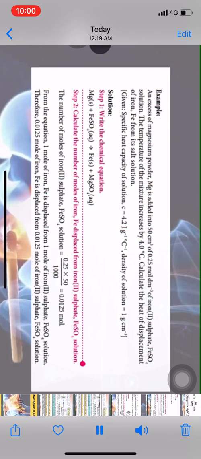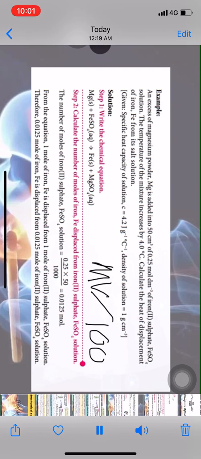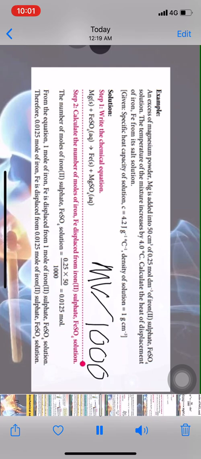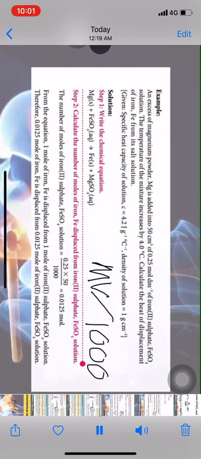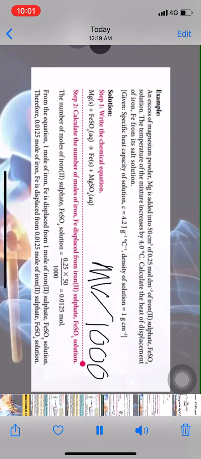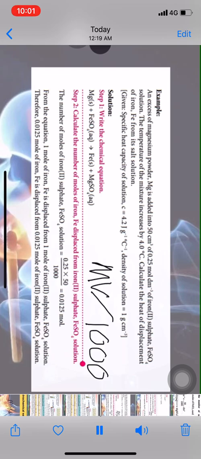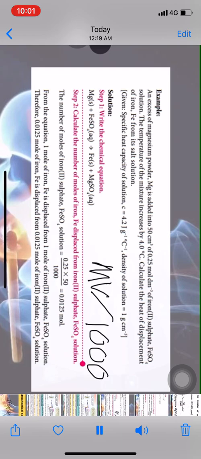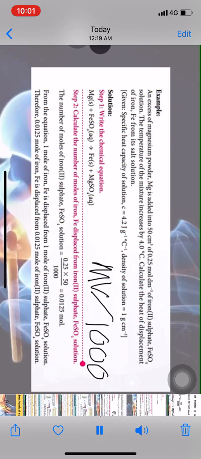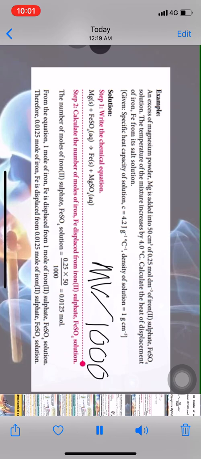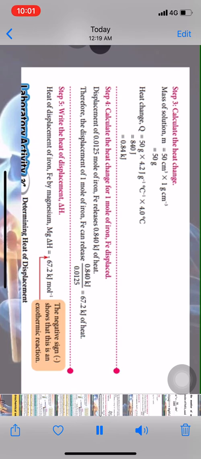You can use MV. Please remember, use MV per 1000, to get the number of moles. So you'll get 0.0125 mole. From the equation, 1 mole of iron is displaced from 1 mole of iron sulfate solution. Therefore 0.0125 mole of iron Fe is displaced from 0.0125 moles of iron sulfate solution. So step 3, you use mc theta to calculate the heat change.